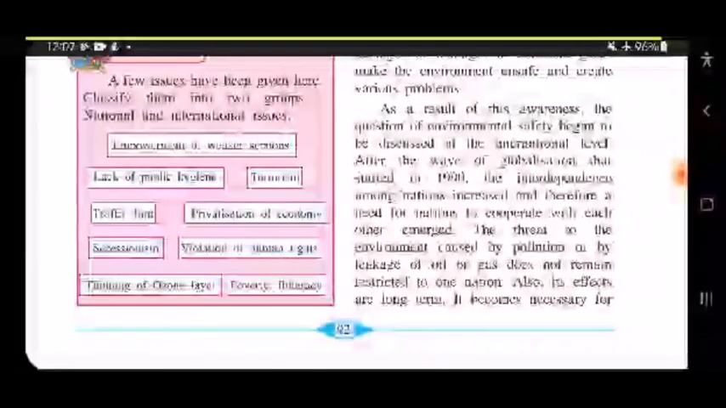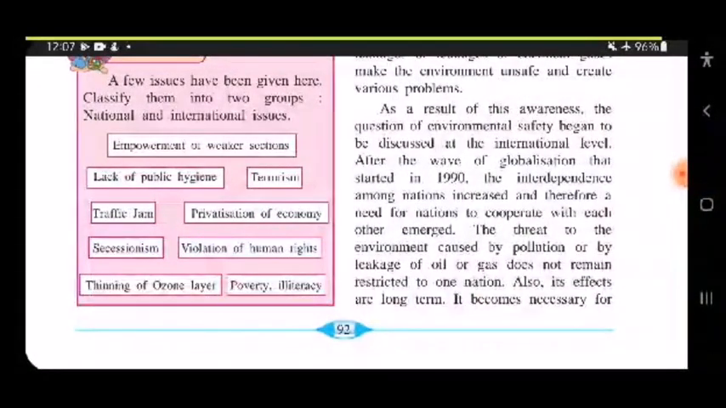As a result of this awareness, the question of environment safety began to be discussed at the international level. After the wave of globalization that started in 1990, the interdependence among nations increased, and therefore a need for nations to cooperate with each other emerged. The threat to the environment caused by pollution or by leakage of oil or gas does not remain restricted to one nation. That means this environmental problem is not faced by only one country. Other countries are also facing the same problem. Also, it affects our long term.